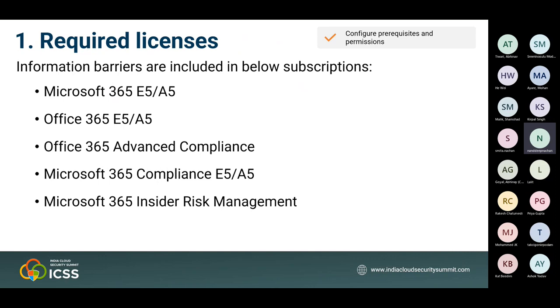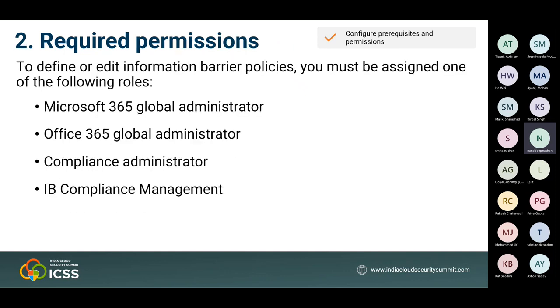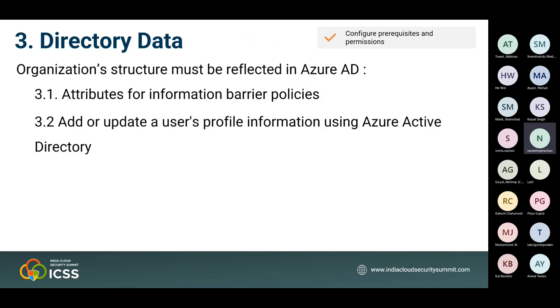All right. So firstly, prerequisites. These are the licensing requirements. At least we should have E5, maybe advanced compliance and insider risk management, to go ahead and start using the information barriers. Then the required permissions: if you want to define or edit the information barriers, at least you should be a global administrator, compliance administrator, or have the information barrier compliance management role.